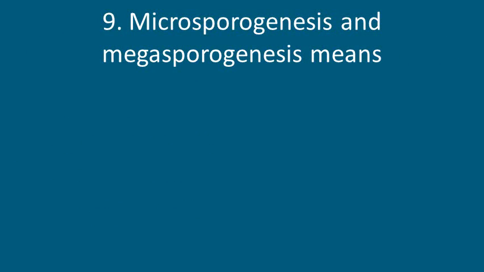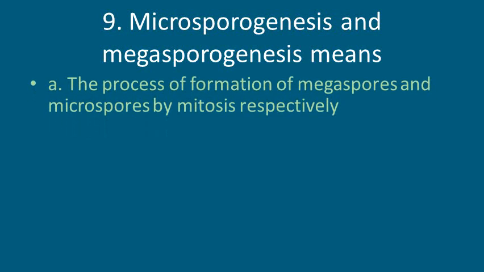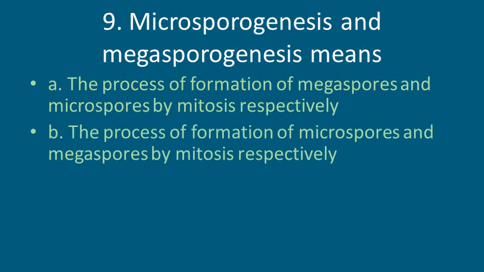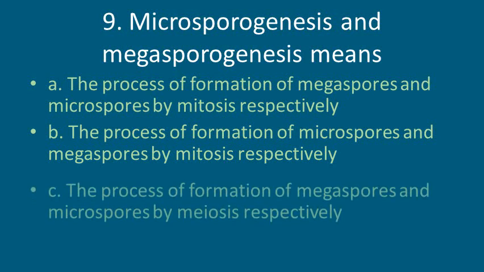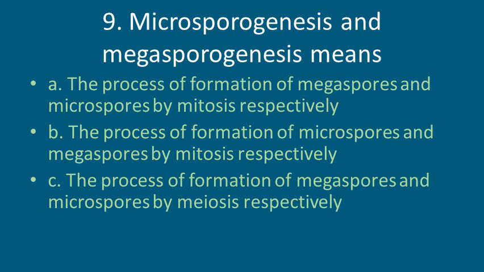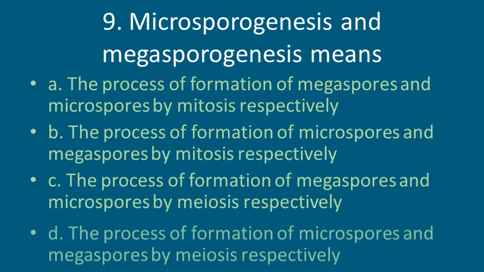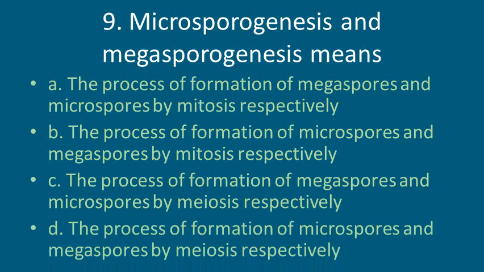Question number 9. Microsporogenesis and megasporogenesis mean option A, the process of formation of megaspores and microspores by mitosis respectively. Option B, the process of formation of microspores and megaspores by mitosis respectively. Option C, the process of formation of megaspores and microspores by meiosis respectively. And option D, the process of formation of microspores and megaspores by meiosis respectively.